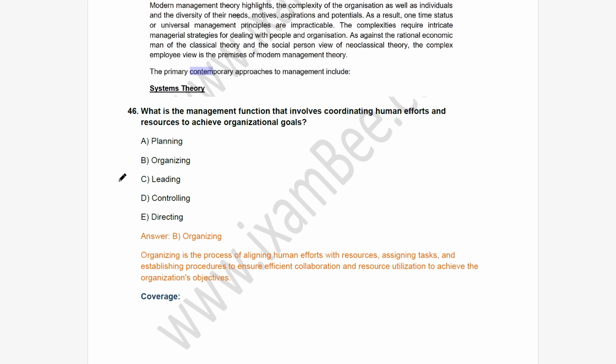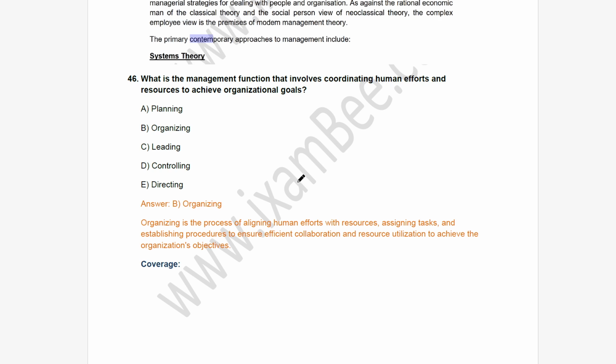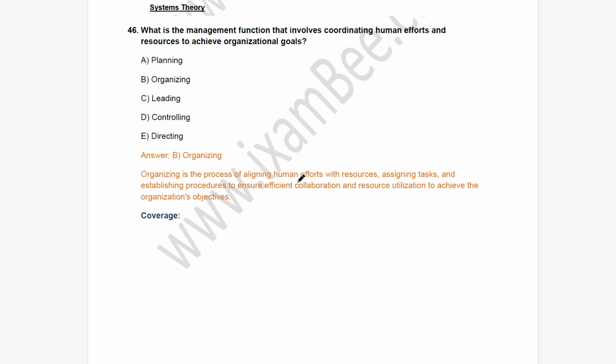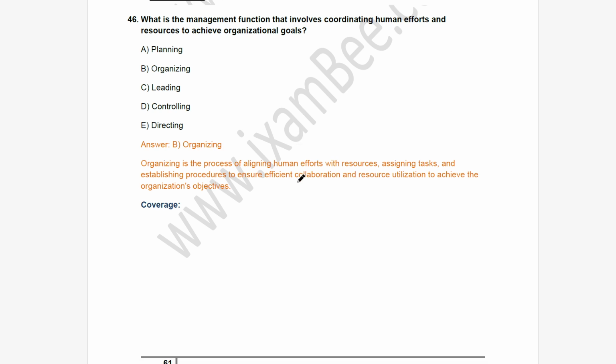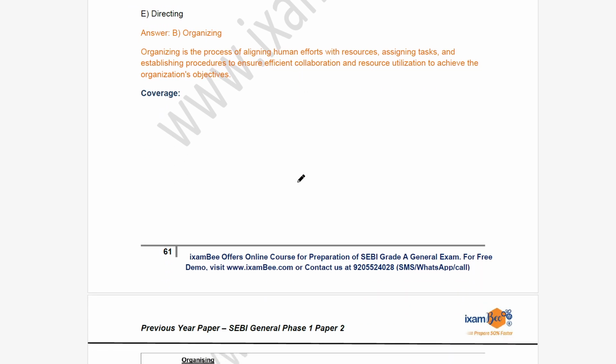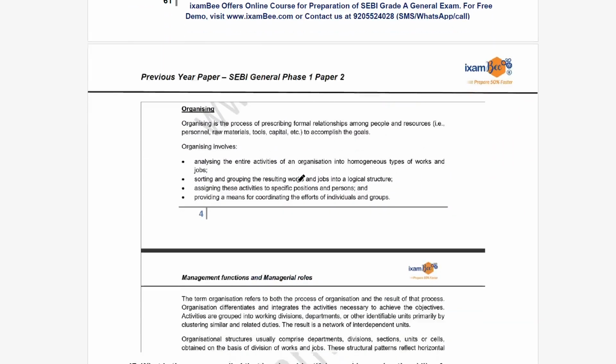Management function, one of the, again, most recurring topic. What is the management function that involves coordinating human efforts and resources to achieve organizational goals? This is organizing, not planning. Organization is the execution aspect. So coordinating that the plan goes as per things are executed as per the plan, and there is coordination being done, that is falling under organization, not under planning.